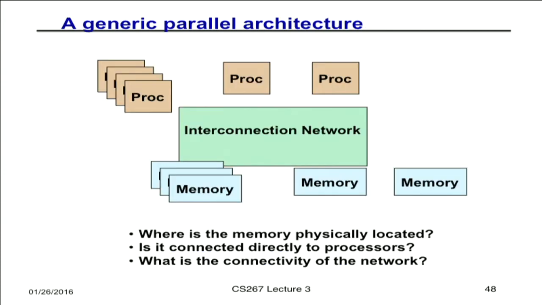So what does our generic cartoon of a parallel machine look like? It's got a bunch of processors, a bunch of memories, and some kind of interconnection network that connects them all together. Exactly how they're connected is going to determine how we might want to think about programming it, and also what things are fast and what things are slow on a particular computer.